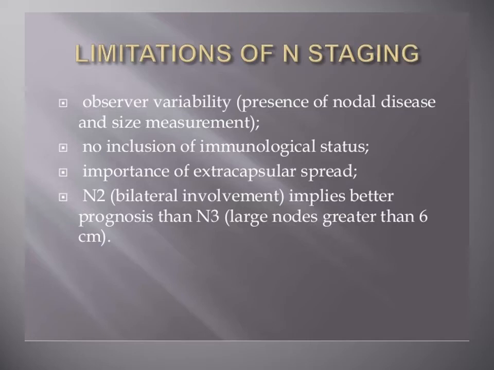Coming to the limitations of N staging. There may be observer variability, that is in the presence of nodal disease and size measurement. So different pathologists may be measuring the disease differently. And there is no inclusion of immunological status. The importance of extracapsular spread and bilateral involvement implies better prognosis than N3, that is large nodes greater than 6 cm.